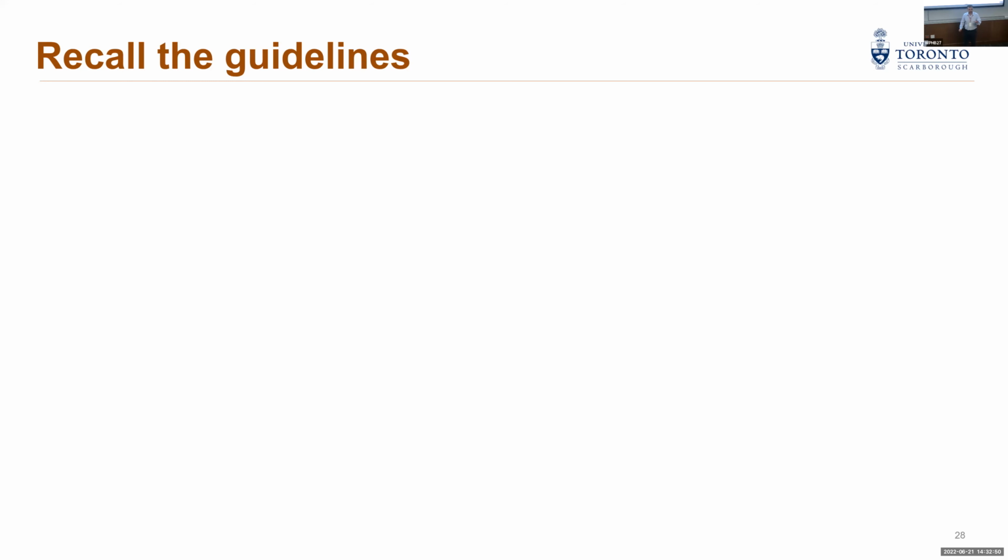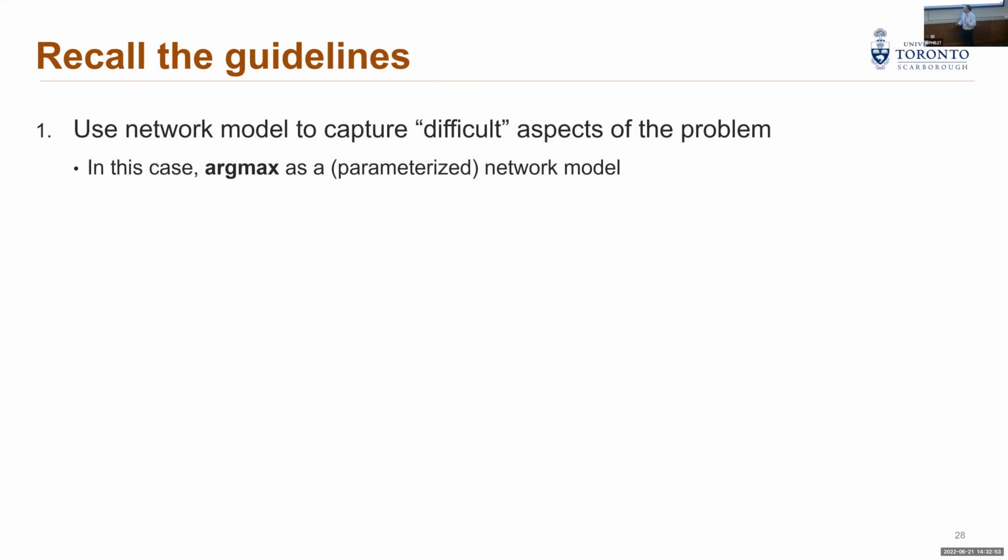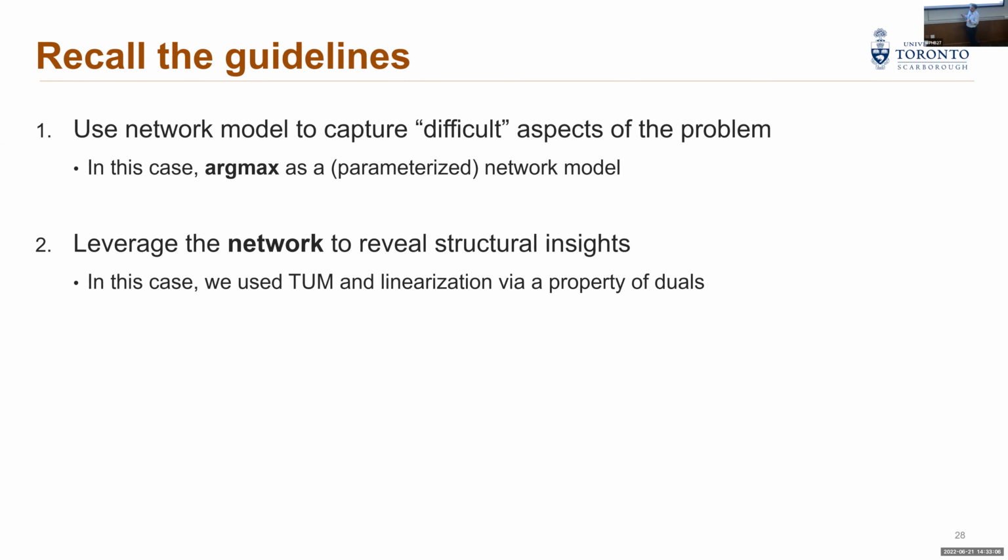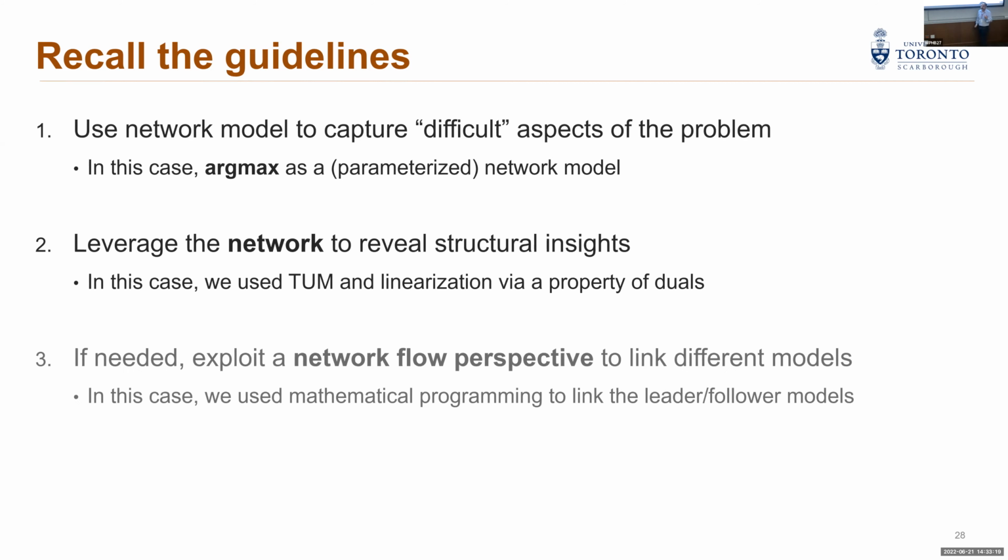All right. That's it. So let's recall the guidelines. We're going to use the network to capture these different constraints. We use the argmax in this case. Sometimes non-trivial inequalities or non-trivial constraint systems you can represent better as a network. Then we leverage network structure in a little bit deeper way now to get better insights or some theoretical structure that we could use. For example, use the total unimodularity of that system, and we linearize via some properties of the dual. And finally, we use the network flow model in this case to construct the whole model that we needed. Make sense? All right.